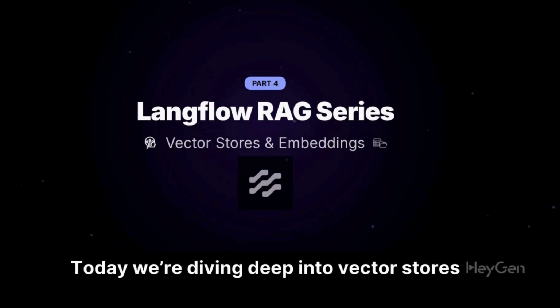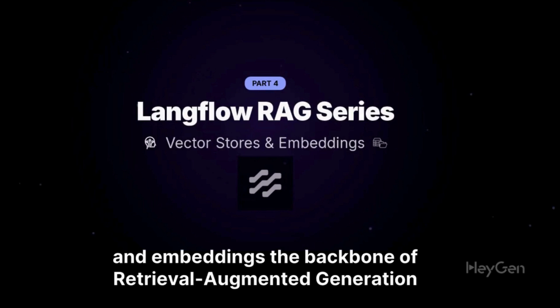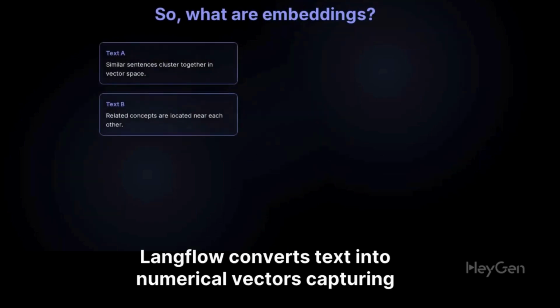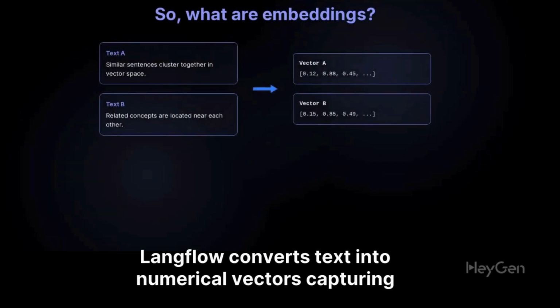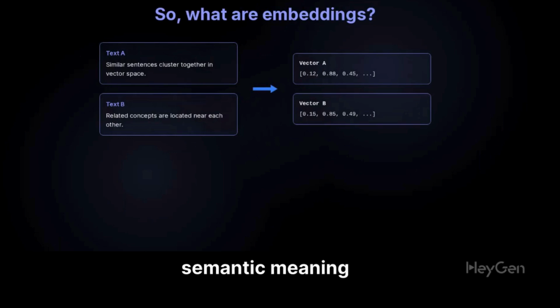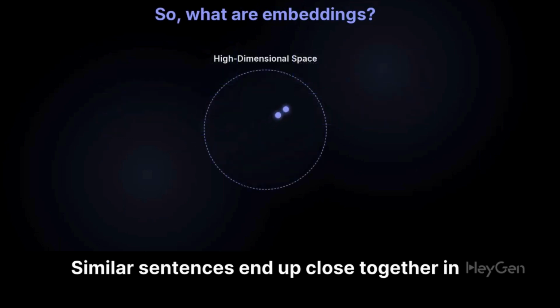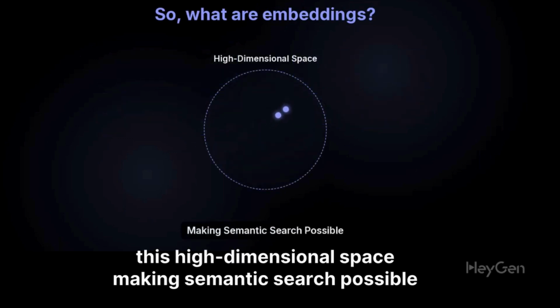Today, we're diving deep into vector stores and embeddings, the backbone of Retrieval-Augmented Generation. So, what are embeddings? Langflow converts text into numerical vectors, capturing semantic meaning. Similar sentences end up close together in this high-dimensional space, making semantic search possible.